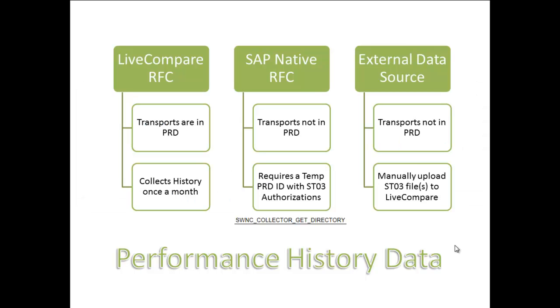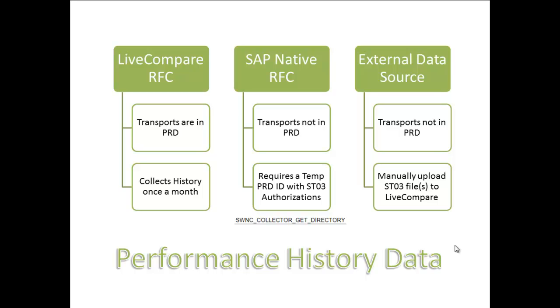LiveCompare has three options to collect performance history data from production. If you have the LiveCompare transports installed in prod, then you can use the LiveCompare RFC. And you can schedule LiveCompare to collect performance history data once a month, whereas you might only have 3 months worth of ST03 data in production. LiveCompare can store multiple years on the LiveCompare server.